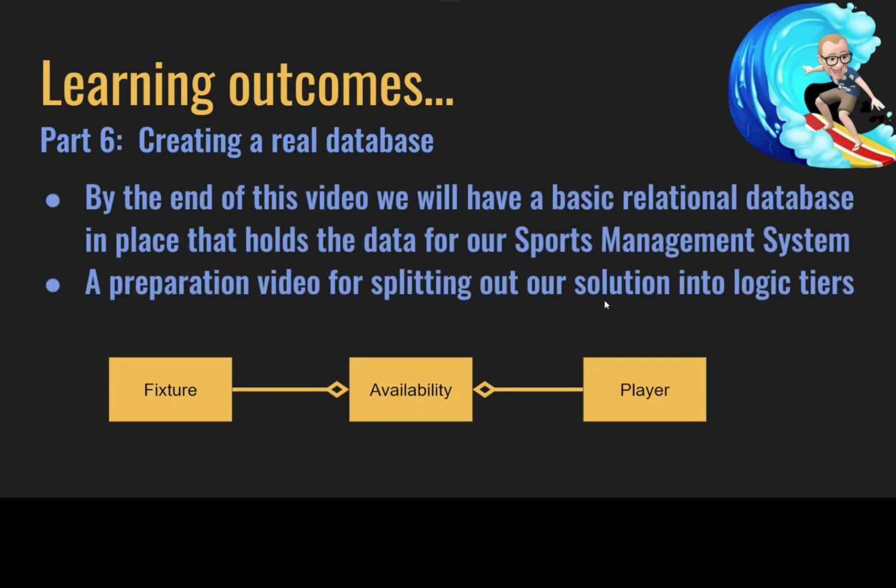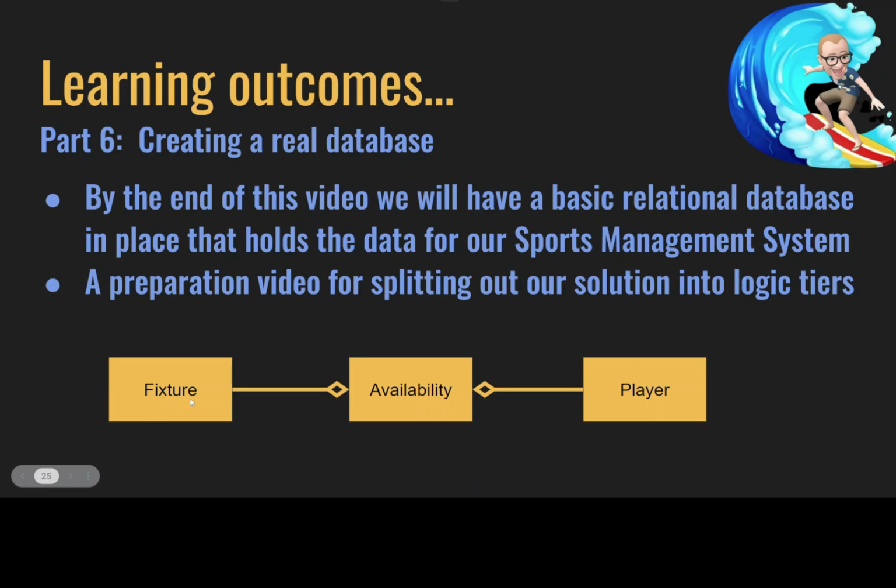So here are the learning outcomes. By the end of this video we'll have a basic relational database in place that holds the data for our sports management system. That is fixtures, availability and players, which will be good because most of the examples I've given so far have been using the player entity as the example, but this will have all three in place, and it will also have the relationships that exist between a player, their availability and fixtures.